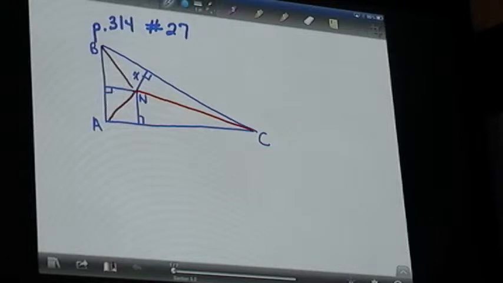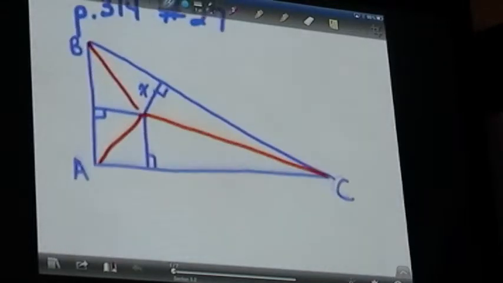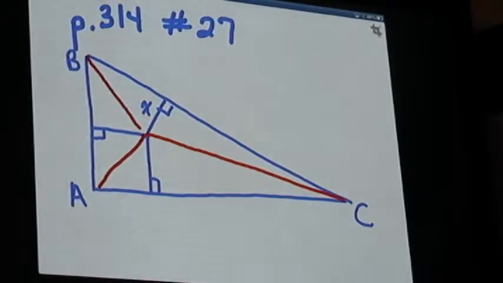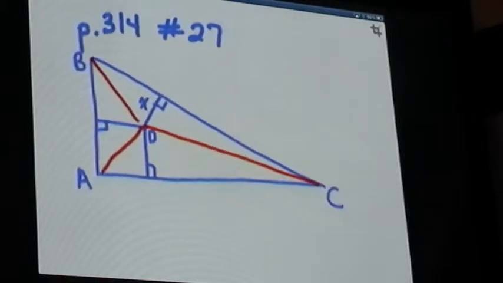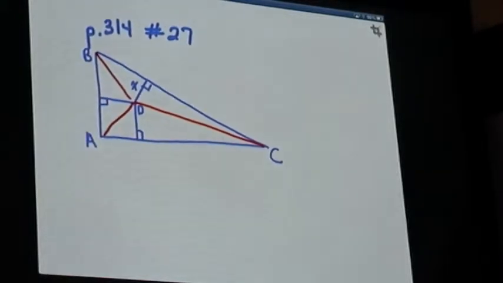Point D, I've got point N in there, whoops. Let me fix that if I can. Okay. Point D is the incenter of ABC, and you're to find a way to define x, or write an expression for the length of x in terms of the three sides AB, AC, and BC. Now x, if you look carefully, is the height of each of three triangles.